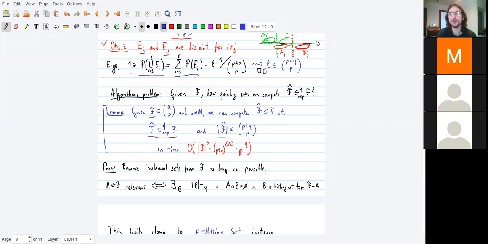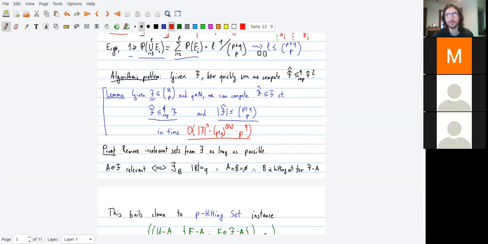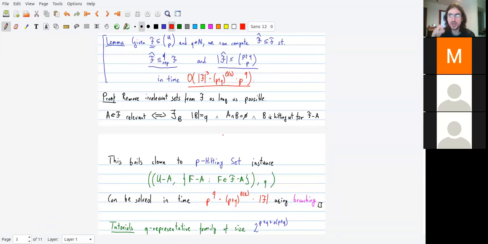And it is of best possible size. So F hat is of size at most p plus q choose p, and the running time will be FPT with respect to the parameters p and q. The running time will be roughly p to the power q, and there will be a cubic dependence on the size of the family. As I said, there are better ways of doing that, but this one will be very simple. Okay, so let's just emulate the proof.